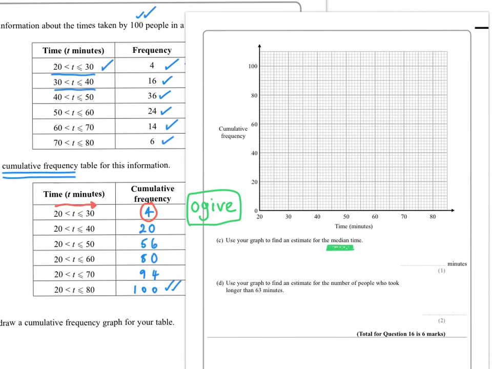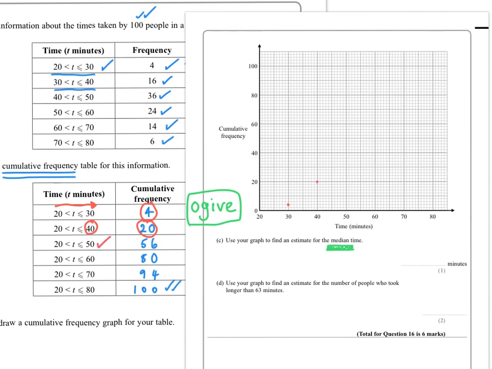So you've gone from 30 and you're plotting that against 40. So 30 against 40, well, if that's 10, then 40 is here. 20 against 40, so let's have a look. So we've got 40 on the time, 20 on the cumulative frequency. So 40 along and then 20 up is here.